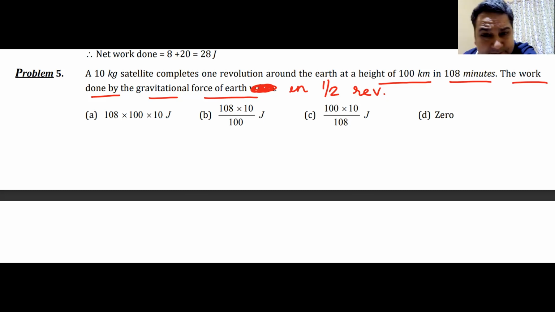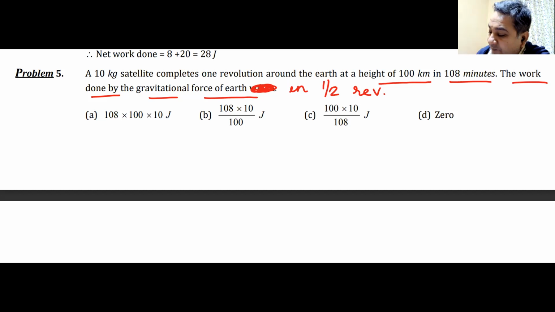Sir, option A, sir. Option A, 108 into 10 into 100 joules. What makes you think that, beta? I have made it half revolution. Have you seen the question? I've changed the question to half revolution, not to one revolution. So what is the answer now?